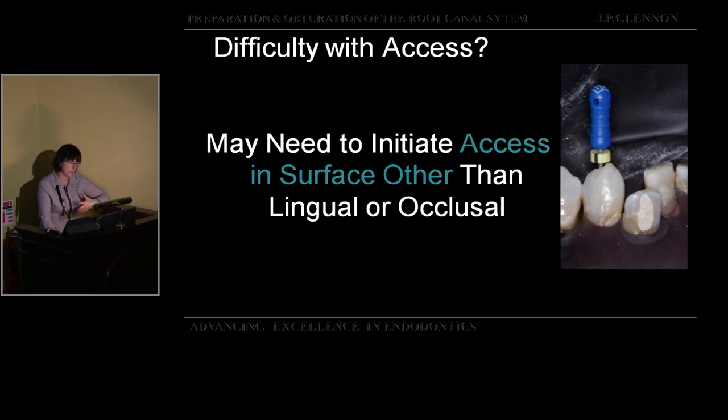Think laterally. This is courtesy of one of our undergraduate students who commenced root canal treatment on the lower lateral incisor. Look at the width here. He couldn't actually reach with his high speed, so he's put the access on the buccal. That's fine.